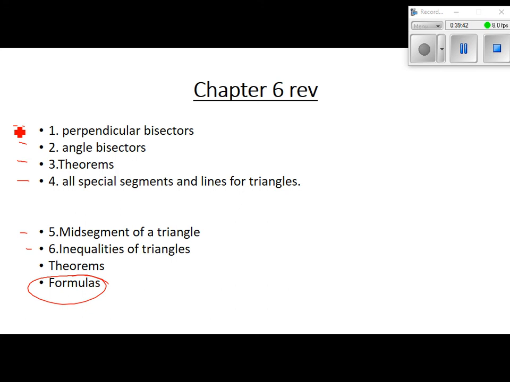For perpendicular bisectors, you might want to write perpendicular bisectors of a segment. And for these down here, these are the ones with triangles.